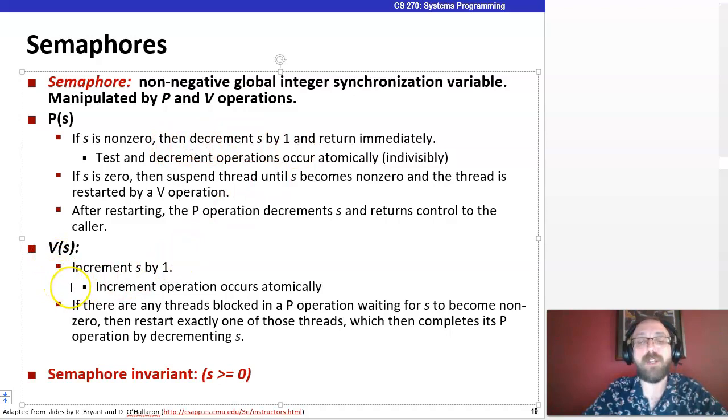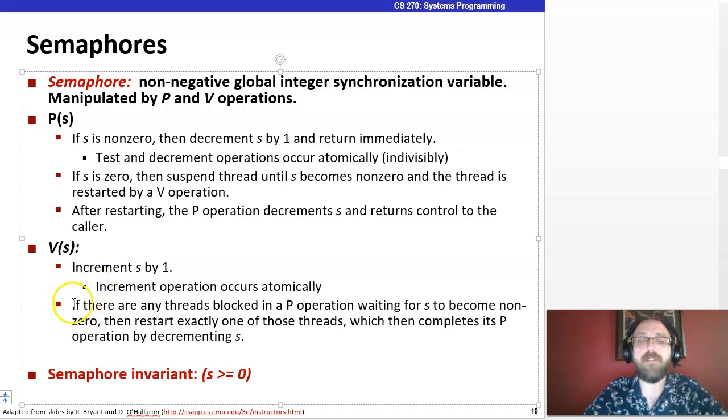The V operation increments the semaphore. And that increment does have to happen atomically. We can't do a load, update, and store as 3 separate instructions. We have to make sure that that happens all at once. Fortunately, on x86-64, the increment instruction is atomic.